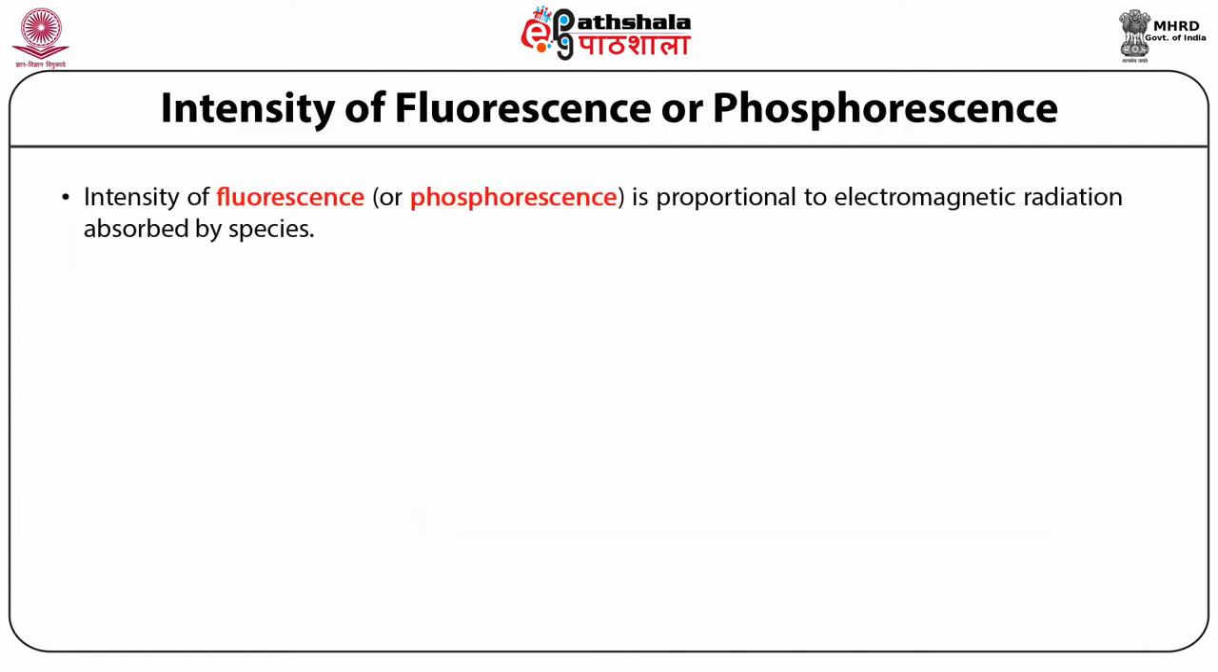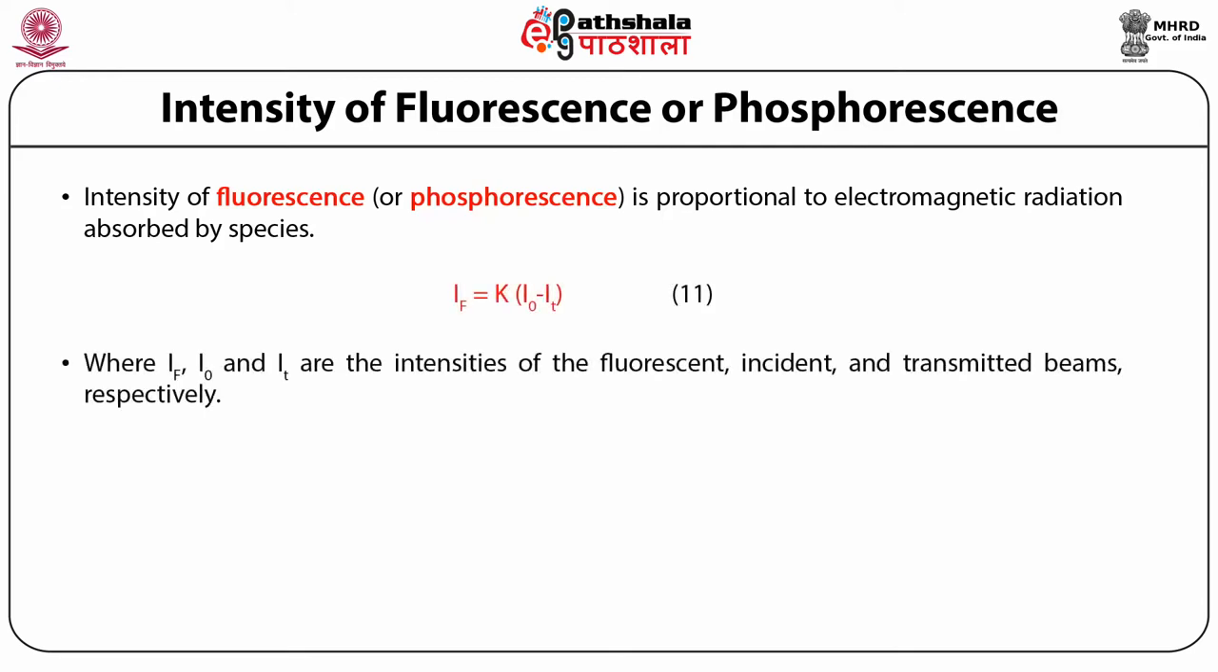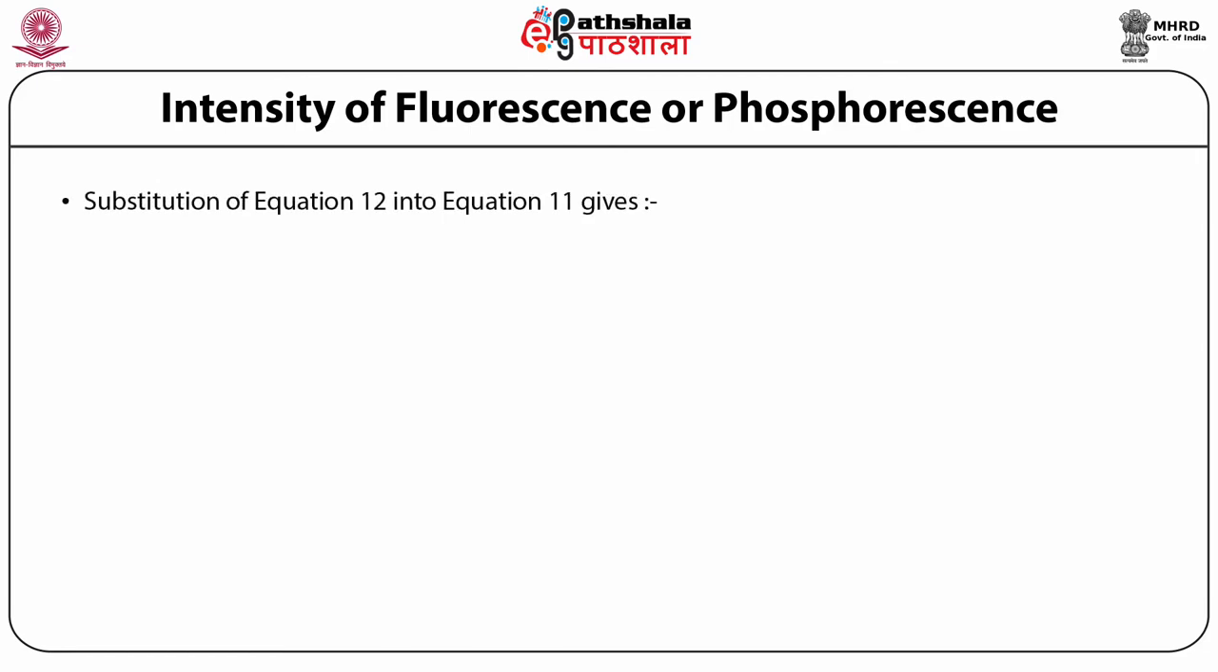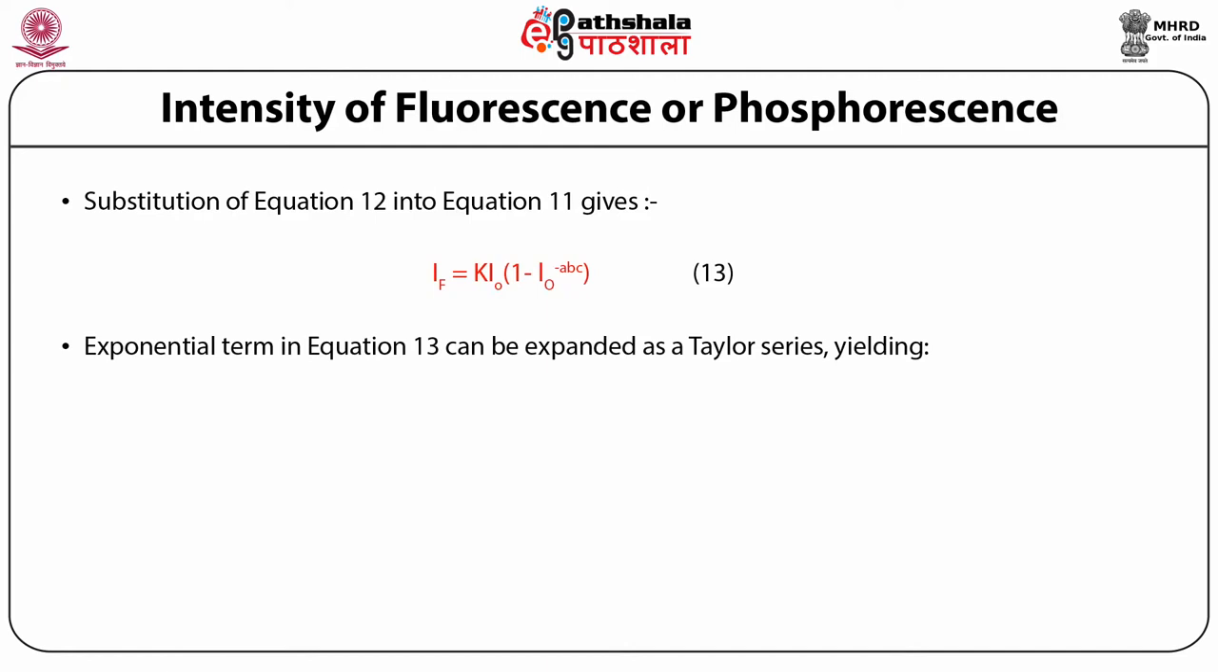The intensity of fluorescence or phosphorescence is proportional to the electromagnetic radiation which is absorbed by the species and represented by the following equation, where IF, I0 and IT are the intensities of the fluorescent, incident and transmitted beams respectively, and K is a constant which is a function of the quantum efficiency of the fluorescent process. For this, Beer's law is given by equation 12 as given below. Substitution of equation 12 into equation 11 gives the following equation. The exponential term in equation 13 can be expanded as a Taylor series yielding equation 14.